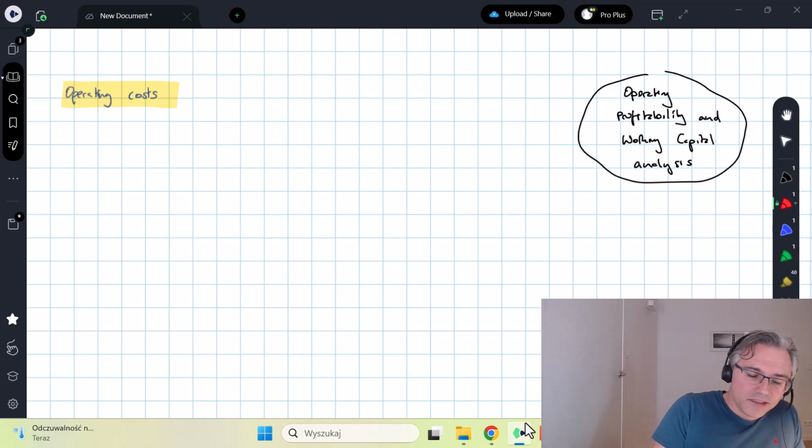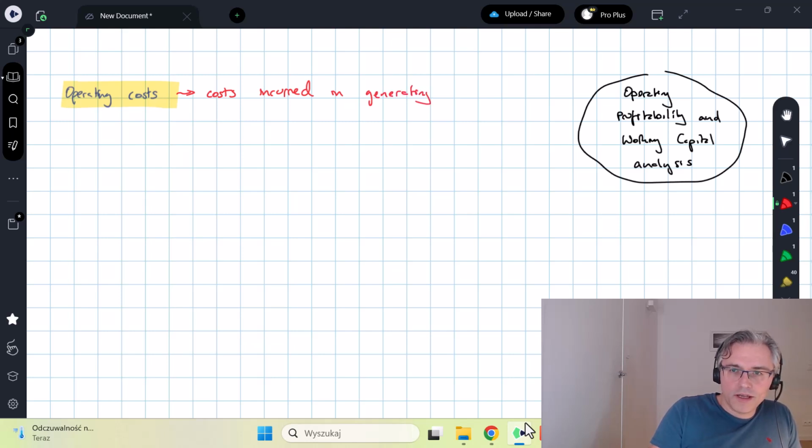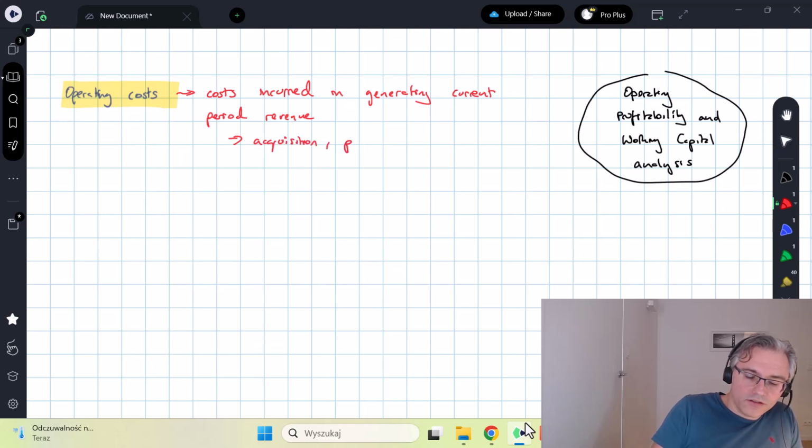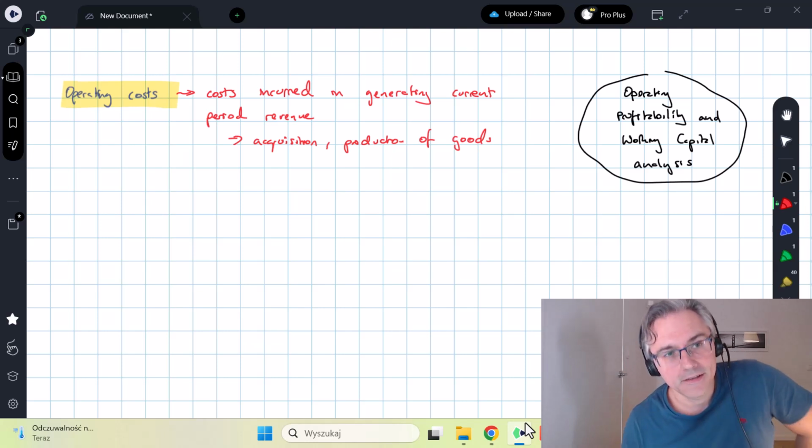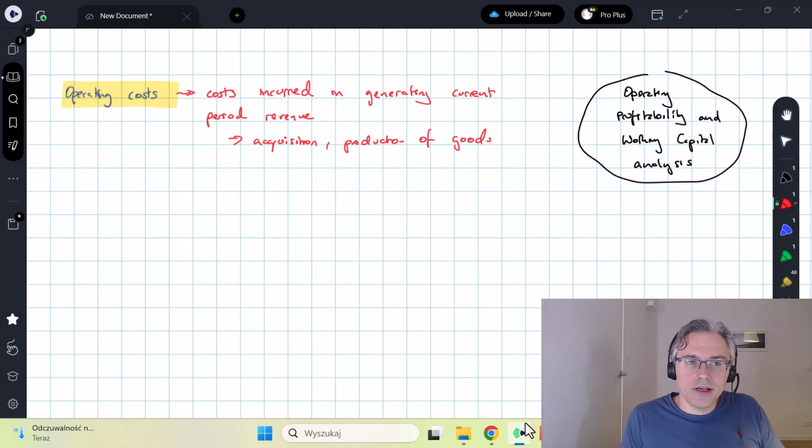Right, operating costs, what are they? Well, there's something you'll find in the financial statements, and we'll be looking at financial statements in just a moment, but the definition is these are costs incurred, so costs suffered by a business in association with generating current period revenue. So we typically think of these as being the costs of either acquisition, or indeed the cost of production of goods. Those goods which the customers buy during the relevant period. The company acquired at some cost, maybe produced at some cost, and that is obviously the cost of goods sold, or the cost of sales.